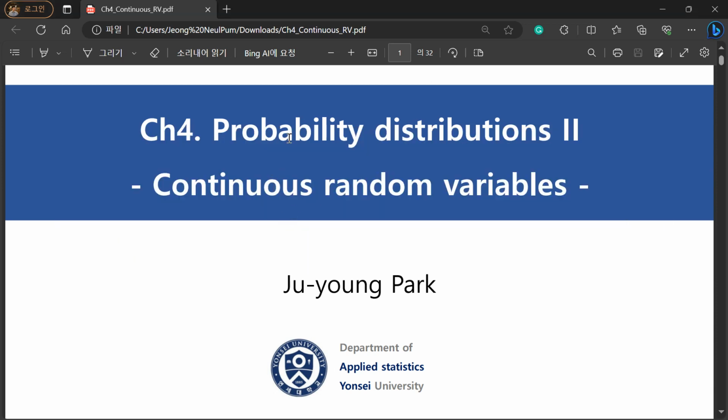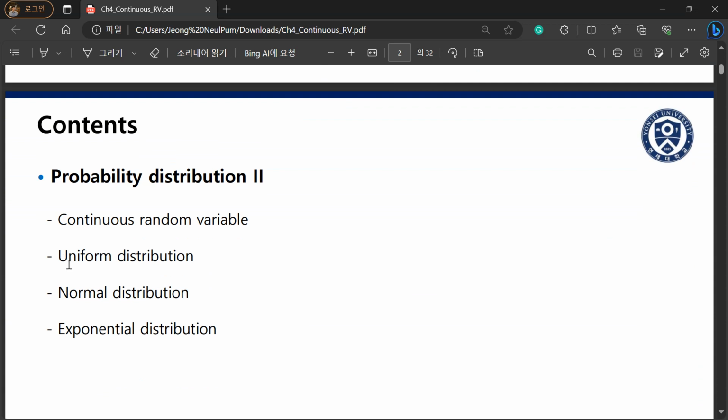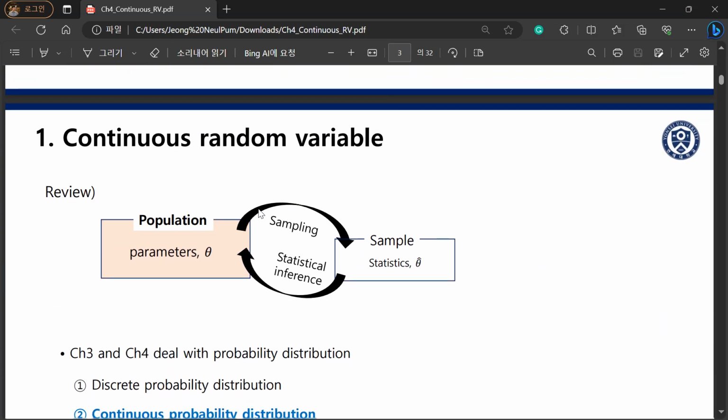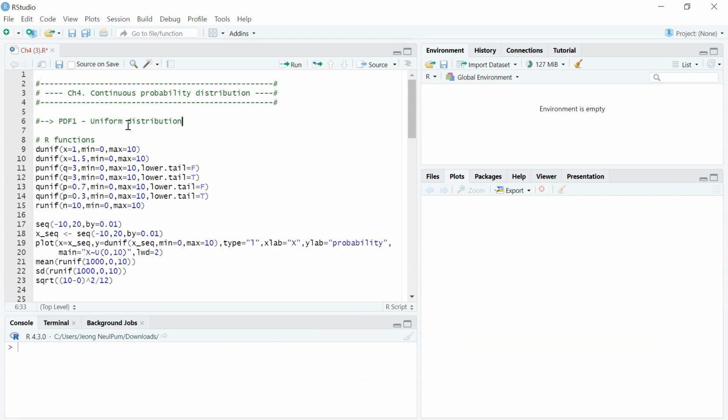Hi, so this is the first class of the TA practice class, and as I already dealt with the discrete random variable last week, for today's lecture we're going to deal with the continuous random variable, such as the uniform distribution, normal distribution, as well as the exponential distribution. So you can refer to this R file whose name is Ch4.